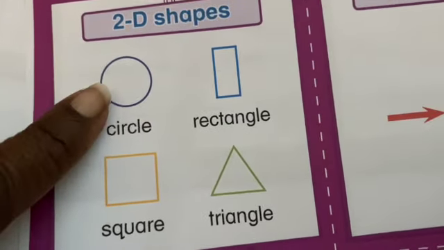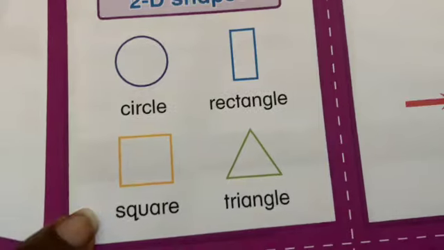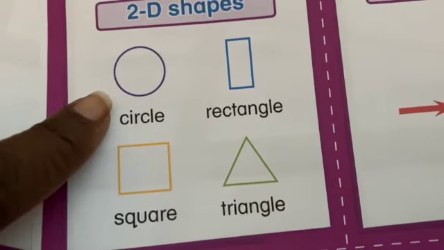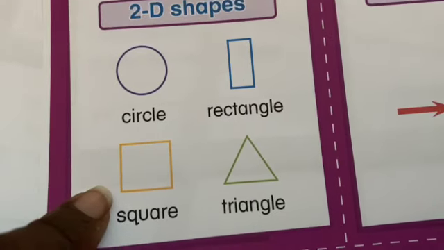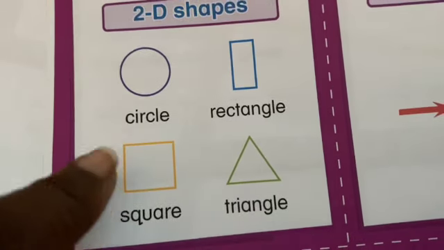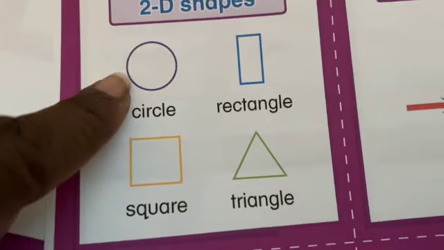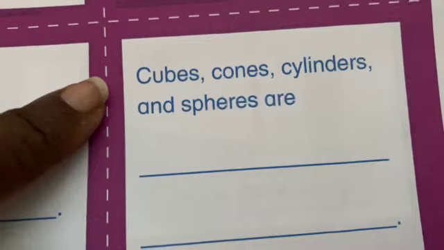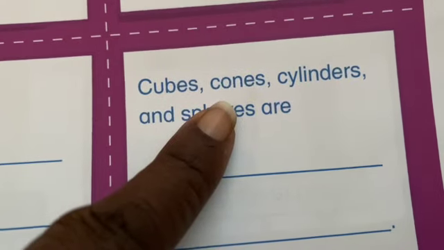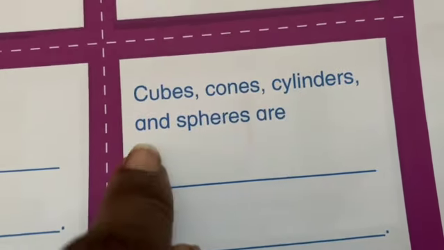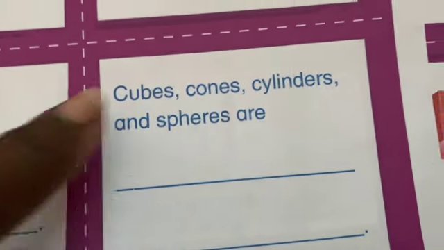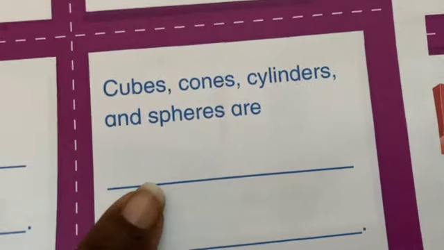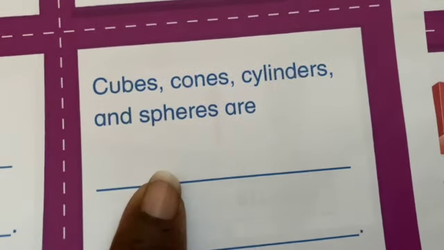So here's a picture of a circle, and here's a picture of a square. So they are different. A circle is round, a square is not round. A square has flat surfaces, a circle does not have flat surfaces. So cubes, cones, cylinders, and spheres are 3D shaped, in 3 dimensions.